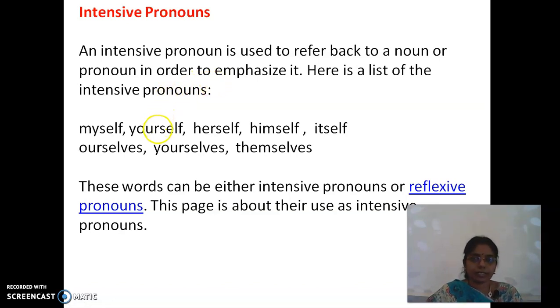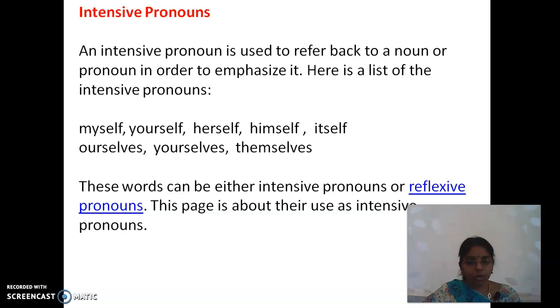A list of intensive pronouns, reflexive pronouns, intensive and emphatic. See how many names I used for this: intensive, reflexive and emphatic. Three words I used for the same pronoun, reflexive pronoun. If in a question paper I ask you to underline the reflexive pronoun, then you will underline himself, herself, itself, all that. Okay?